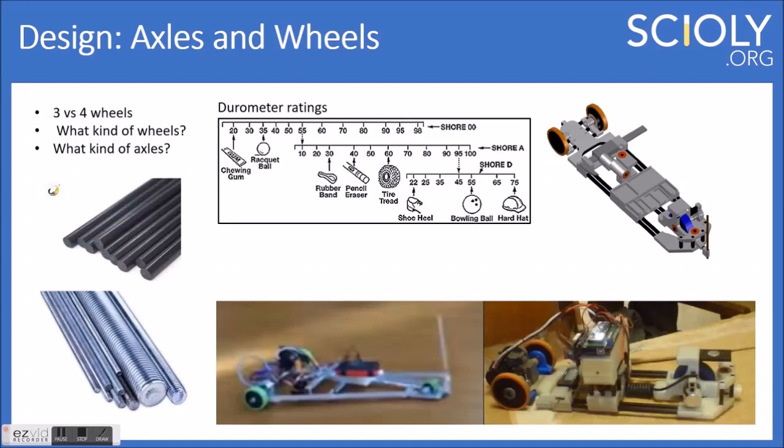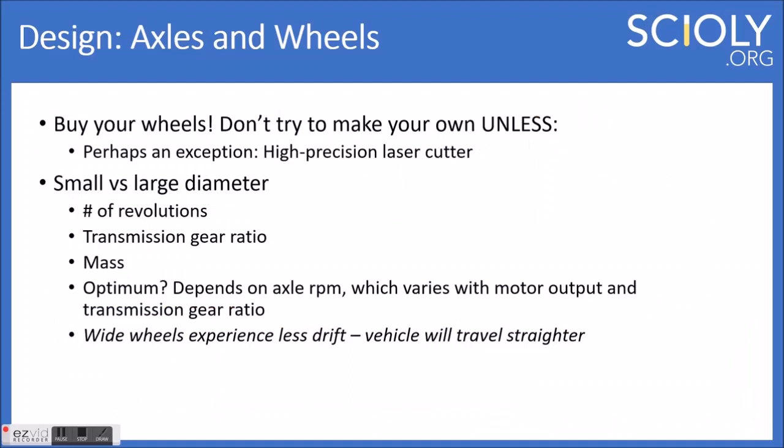So a little note on axles and wheels. I really recommend buying your wheels unless you have a laser cutter. Even if you 3D print your wheels, it's so hard to attach them properly to get it perfectly perpendicular. They can deform, like if you leave it in your car and it's hot outside. I've seen 3D printed parts just completely melt and deform.